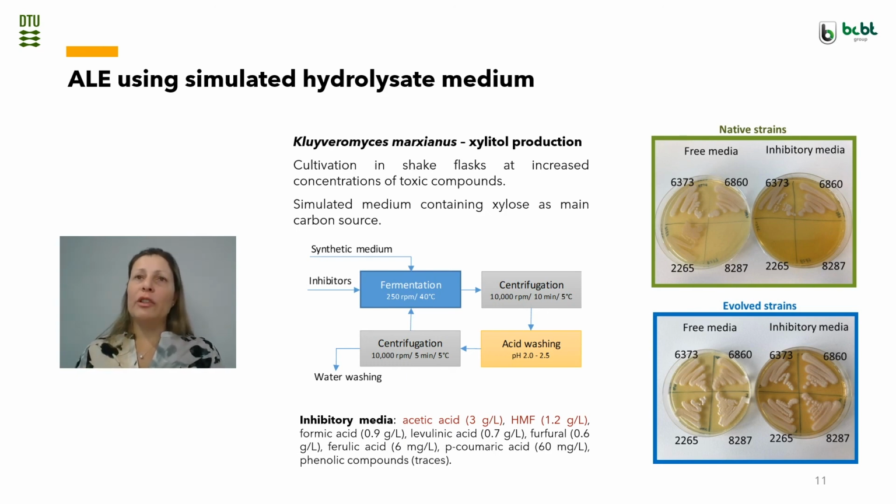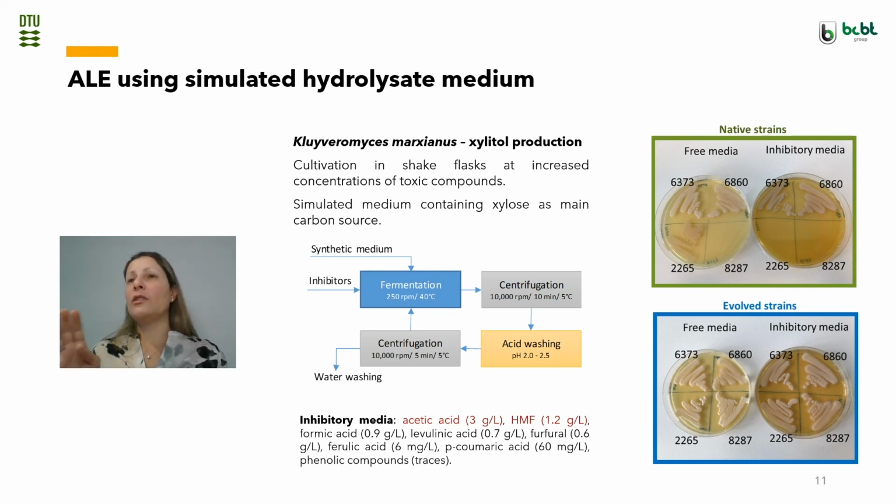In this case, we have improved the performance of Kluyveromyces marxianus yeast with ability to produce xylitol and ethanol, but mainly xylitol. And in this case, we have elaborated a medium simulating the composition of the hydrolysates in terms of main inhibitor compounds and using xylose as main sugar. What we could see is that by applying a simulated hydrolysate medium, it was possible to increase the tolerance of the yeast to all these compounds simultaneously, and at the end, the concentration that we reached in terms of inhibitor compounds was very similar to the concentration that we find in the hydrolysates.